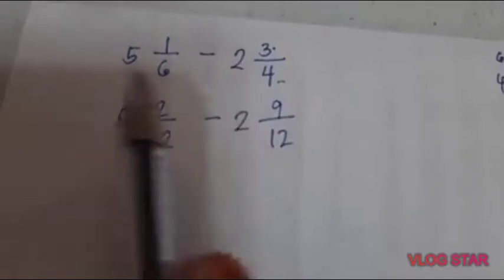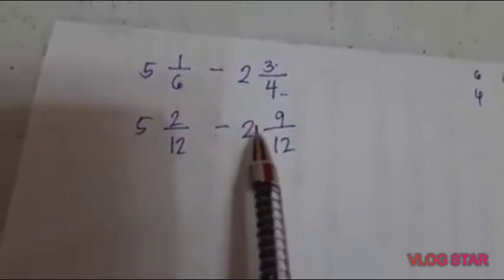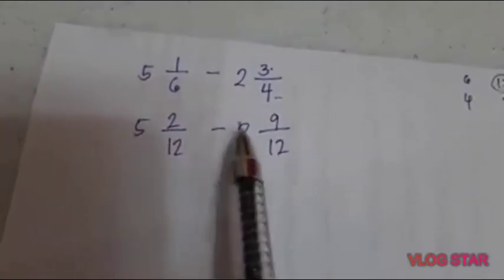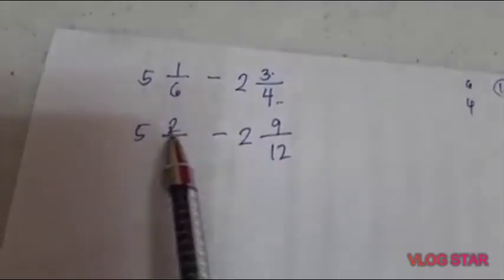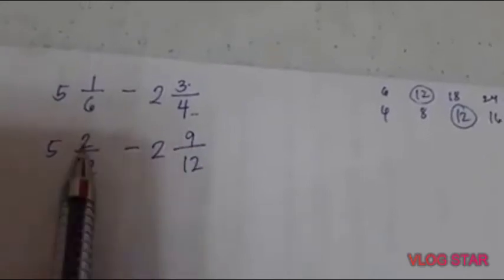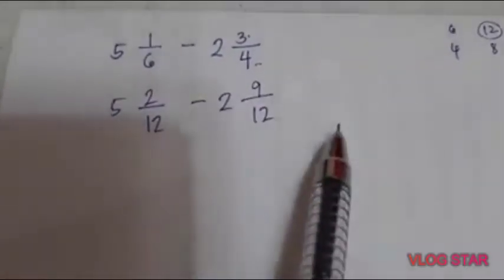Again, do not forget to subtract whole number to whole number and numerator to numerator. So you will have 5 minus 2. The answer is 3. 2 minus 9. Can you get 9 from 2? We cannot. Therefore, we have to regroup.